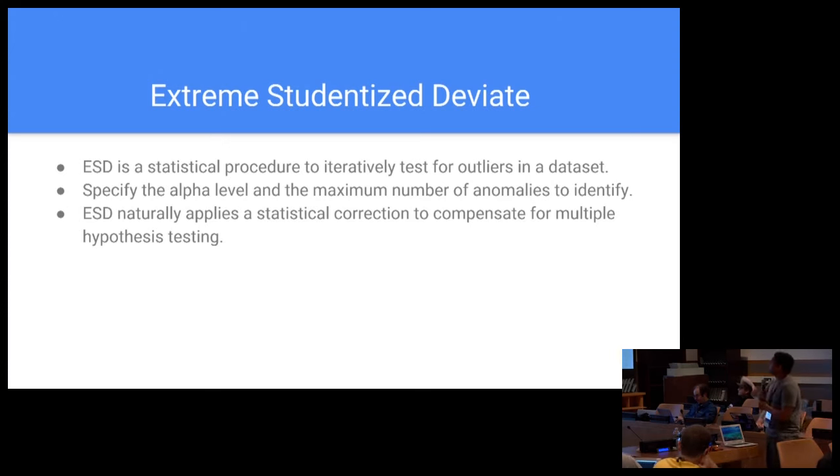And so the extreme studentized deviate allows you to do this iterative testing while compensating for the fact that you're doing multiple hypothesis testing. Like all statistical tests, you have to specify the alpha value that you want to test for. So this is like alpha equals 0.05, you're testing at the 5% significance level, and you need to specify how many anomalies you're looking for at maximum.